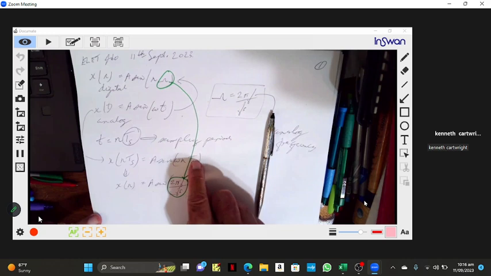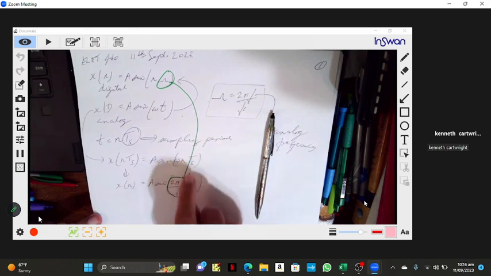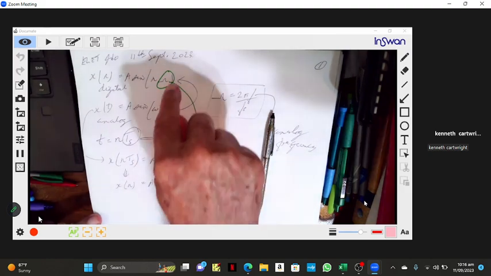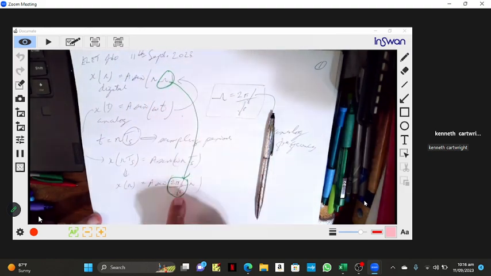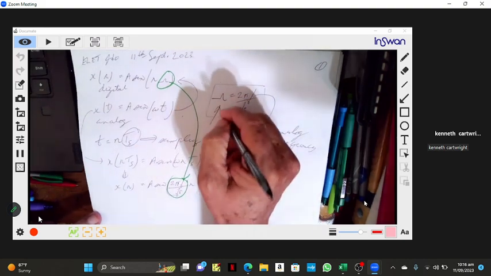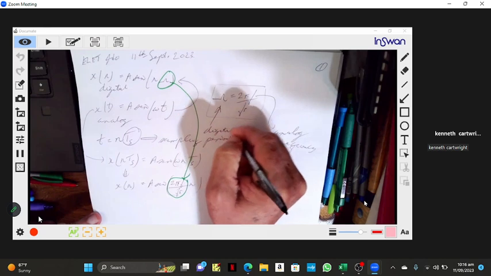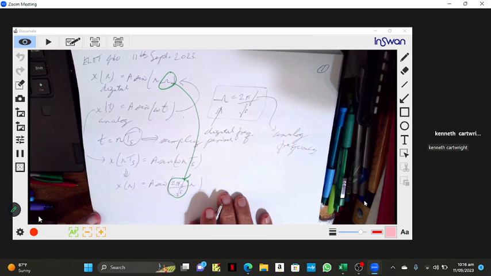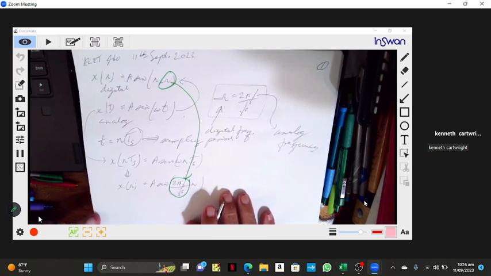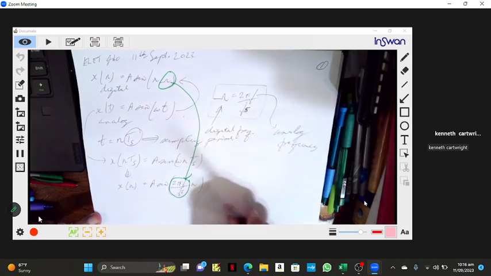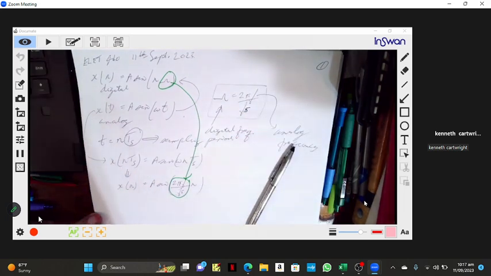And then Ts here is 1 over fs. Omega is 2 pi F. Therefore, capital omega, the digital frequency, is equal to 2 pi F over Fs. This is relating the digital frequency to the analog frequency. Learn this formula. You must know it by heart. The digital frequency is 2 pi F divided by Fs.